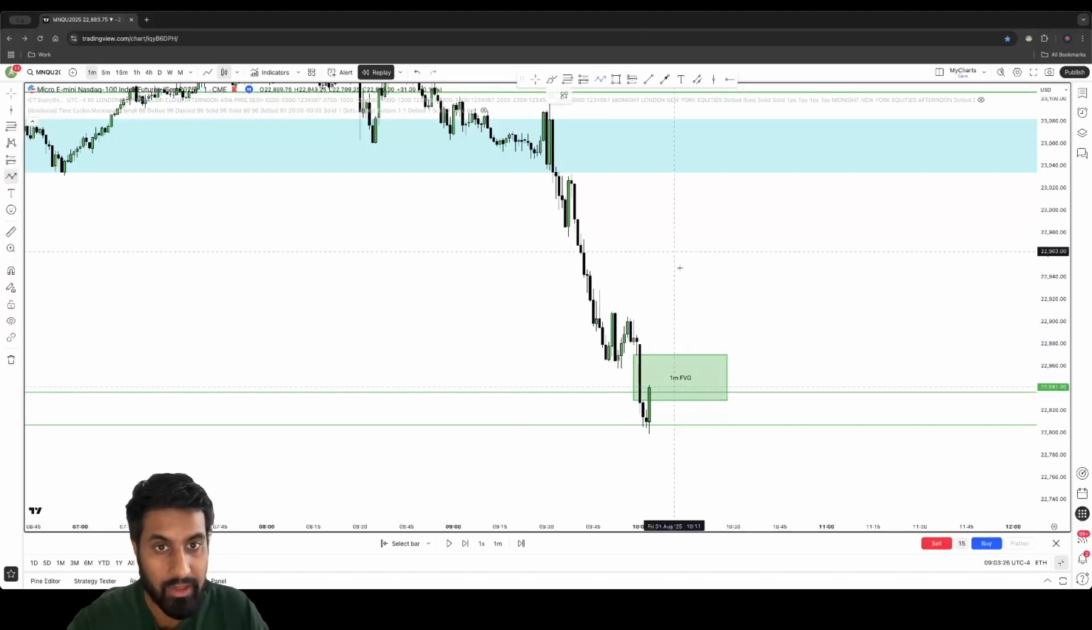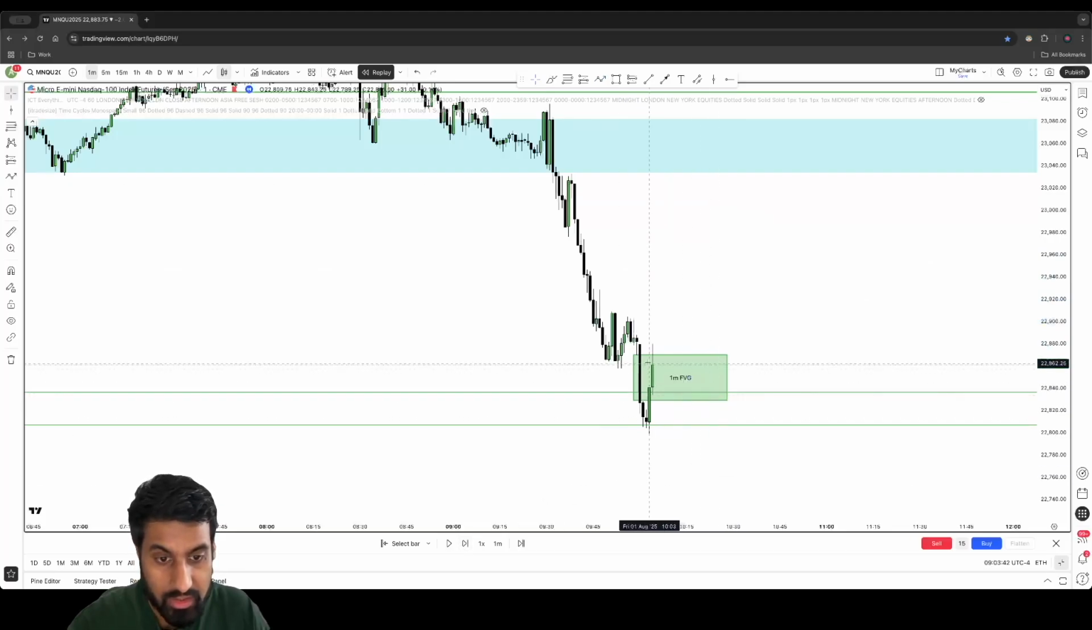An inversion fair value gap is if price pushes above this and closes above, this should then act as support because it's now a balanced price range, and price should now push back up towards the highs, right? So what happens? Price spikes here.